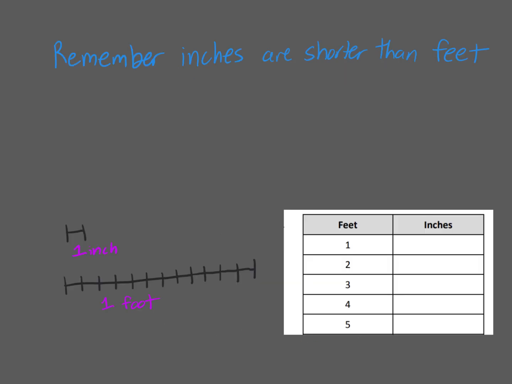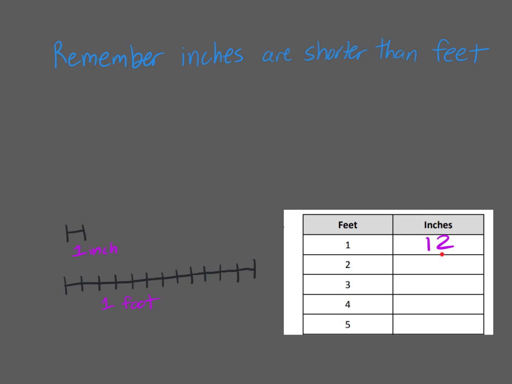For our first problem today, we need to remember that inches are shorter than feet. So down here, I have drawn out 1 inch for us and 1 foot. However, you can see on our chart, I did not tell you how many inches are in this 1 foot. So we're going to count and see how many inches are in it. 1, 2, 3, 4, 5, 6, 7, 8, 9, 10, 11, 12. So in 1 foot, there are 12 inches.